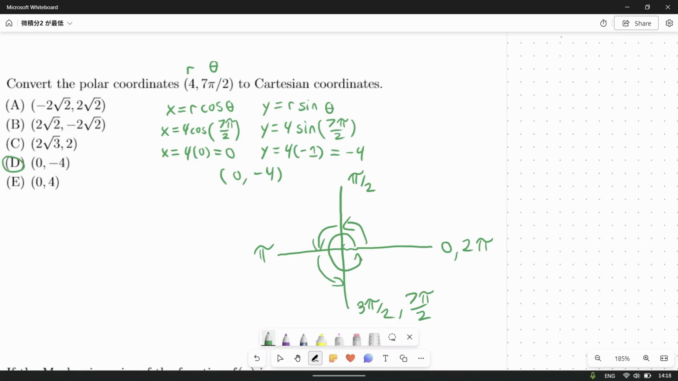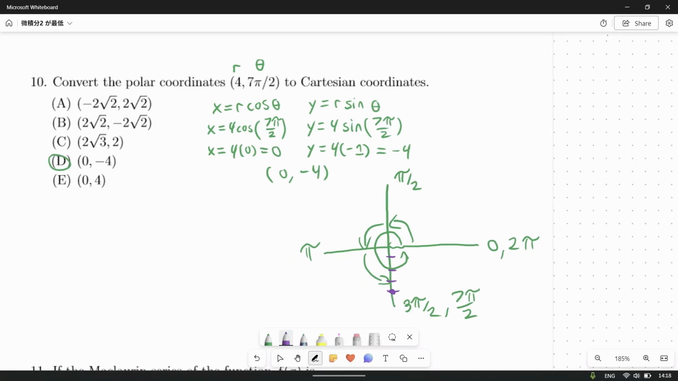With that in mind, since we know that r is the distance from the origin, we end up with just 4 units straight down from the origin. Our angle brings us to somewhere here, and our distance is 4 from the origin, so we'd end up with 1, 2, 3, 4 steps down. If you look at this like a Cartesian plane, this would be equal to the point (0, -4), because x is equal to 0, and we're just going straight down on the y-axis.